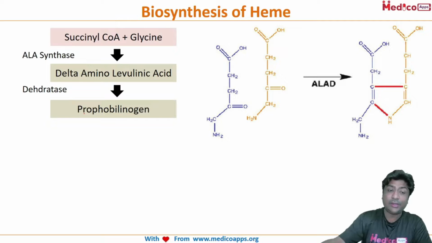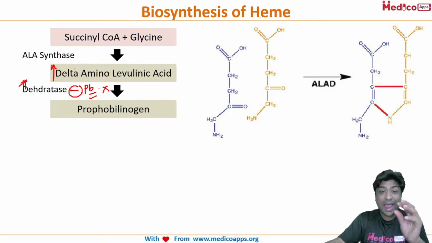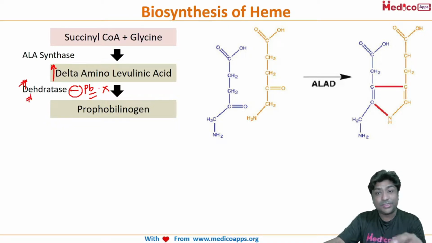Now another very important clinical point here is that this enzyme is primarily inhibited by lead. So in lead poisoning, this is the enzyme which is going to be inhibited. So what is the compound which will increase in lead poisoning? It is delta aminolevulinic acid, because this step is inhibited, so the amount of delta aminolevulinic acid will increase. Another very favorite question they will ask you is which enzyme activity is increased in lead poisoning? We know that this is decreased. So which enzyme activity is increased?